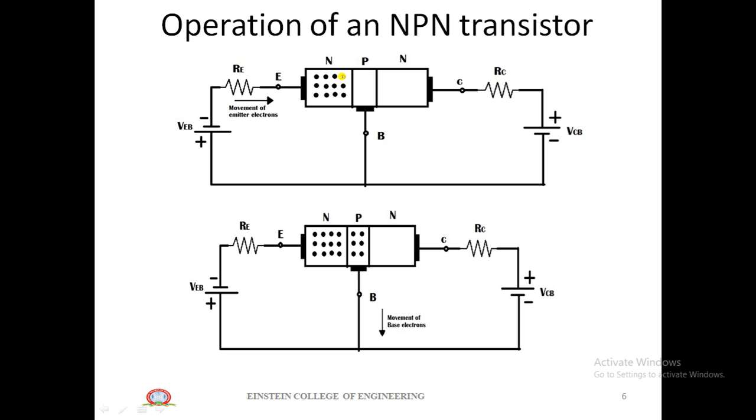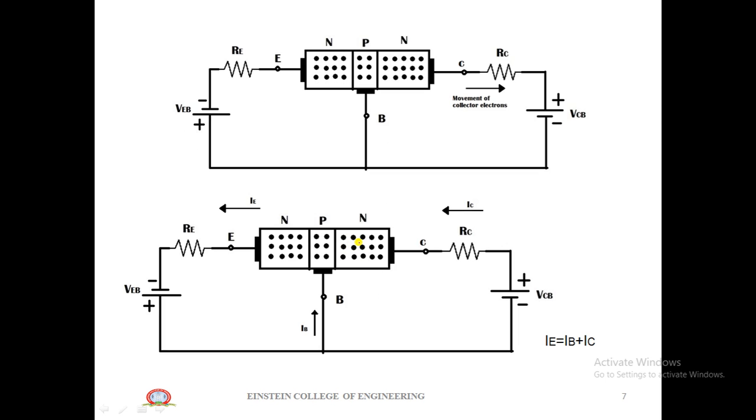These electrons combine with the holes in the base region. This contributes the base current. But the base region is a thin layer and lightly doped. So there will be a small amount of holes. There won't be a sufficient amount of holes for recombination. So the remaining electrons will flow towards the collector region. This contributes the collector current.